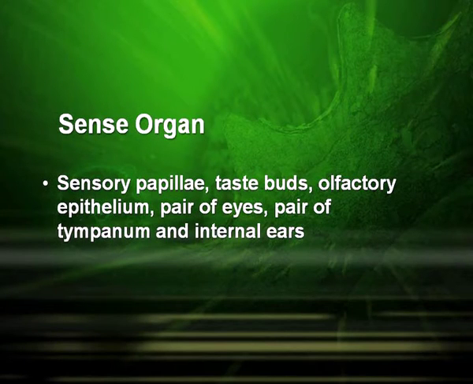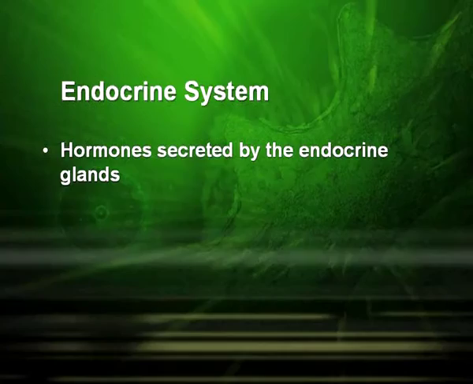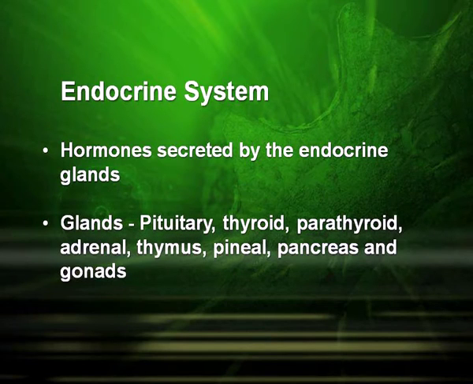The sense organs are the sensory papillae, the taste buds, the olfactory epithelium, a pair of eyes, a pair of tympanum and the internal ears. The endocrine system includes the hormones which are secreted by the endocrine glands. These are the pituitary, thyroid, parathyroid, adrenal, thymus, pineal, pancreas and gonads.